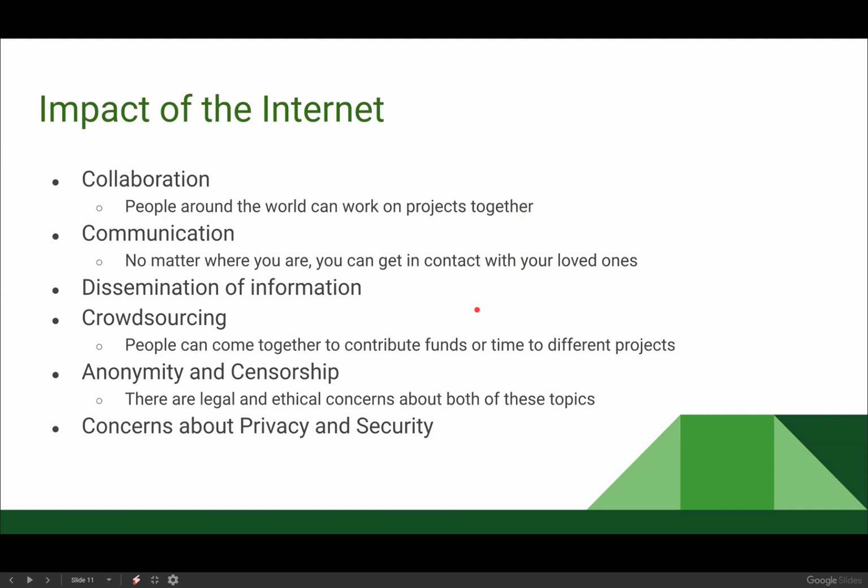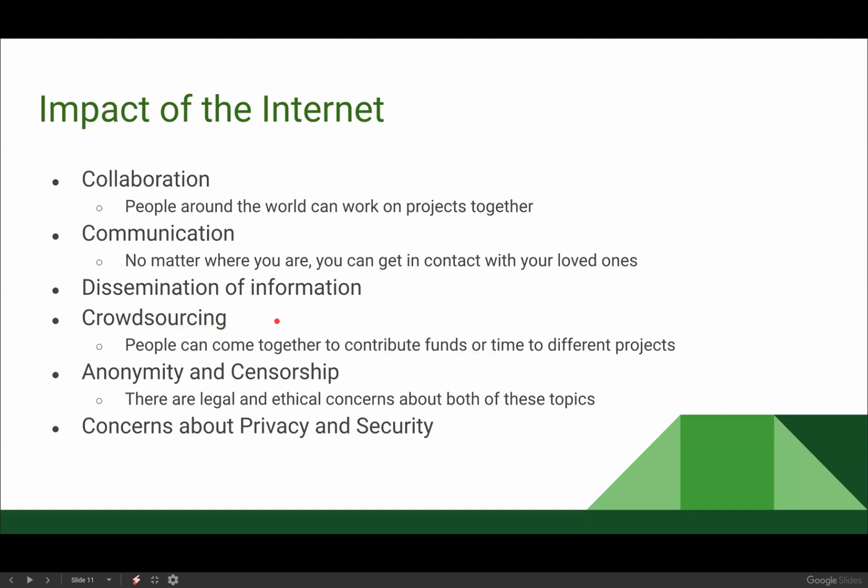The internet has enabled a huge amount of dissemination of information. People can look up research papers on scientific websites and gain all kinds of incredible information that until the advent of the internet was not publicly available. So lots and lots of information has been made available because of the internet that was never available before.